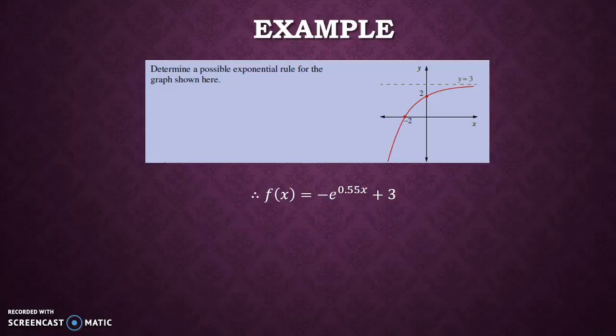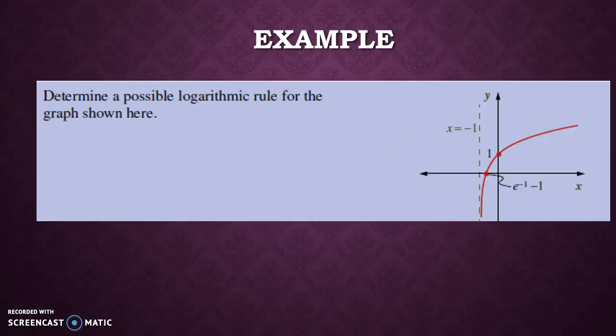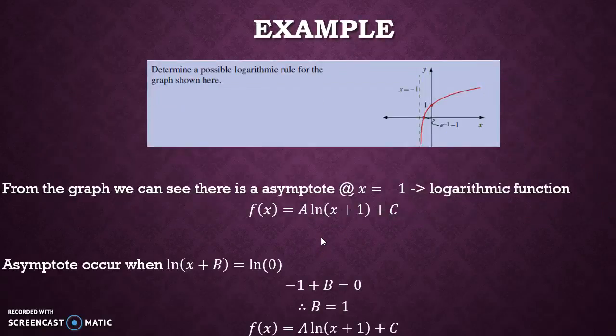We're going to do something similar now for the logarithmic functions. So determine a possible logarithmic rule for the graph shown here. We've got our vertical asymptote at x equals -1, a y-intercept at 1, and an x-intercept at e to the power of -1, minus 1. Again, we're going to use those three values to come up with our rule.